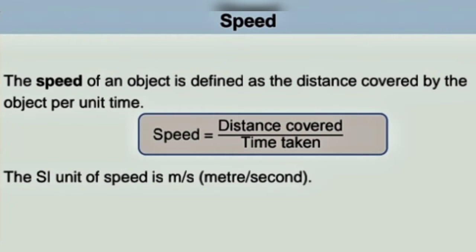The speed of an object is defined as the distance covered by the object per unit time. Speed is equal to distance covered upon time taken. The SI unit of speed is meter per second.